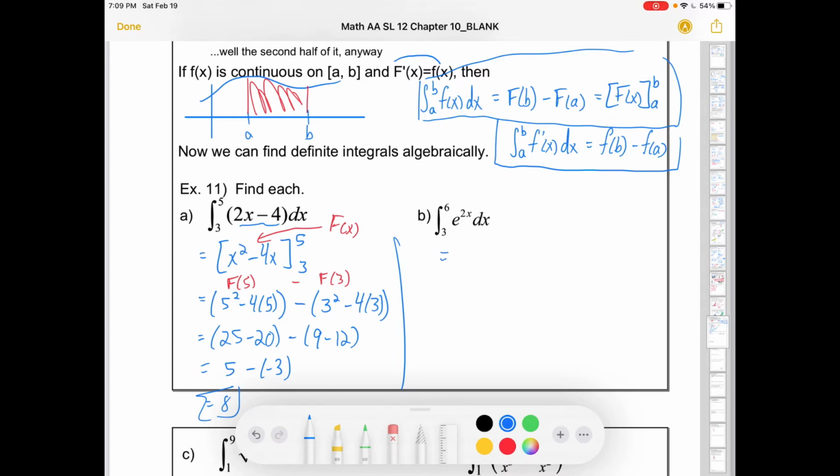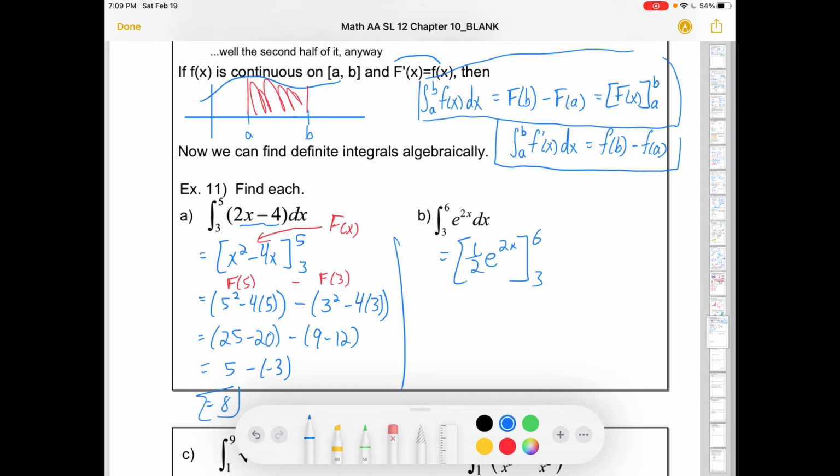Let's do the same thing for the next one. What's the antiderivative of e to the 2x? Well, it's going to be e to the 2x with a half out front. And if you're not sure, then you're going to check by differentiating. Let's check the derivative of 1/2 e to the 2x. That would be 1/2 e to the 2x from the chain rule times 2. Oh yeah, that'd get us back where we started. So we must have antidifferentiated correctly.